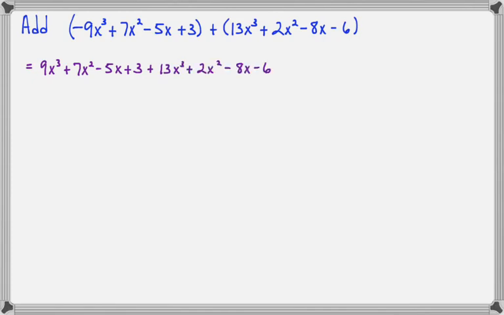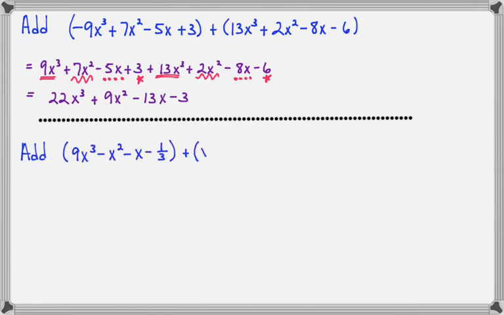So now you can see, if I take the parentheses off, that I do have some terms to combine. I have 9x cubed plus 13x cubed, and that gives us 22x cubed. 7x squared plus 2x squared gives us 9x squared. Negative 5x minus 8x gives us negative 13x. And 3 minus 6 gives us negative 3. Now, nothing else we can do here because none of these are like terms, so that's all there is to that. Let's do another one.